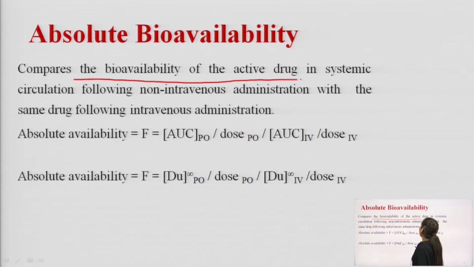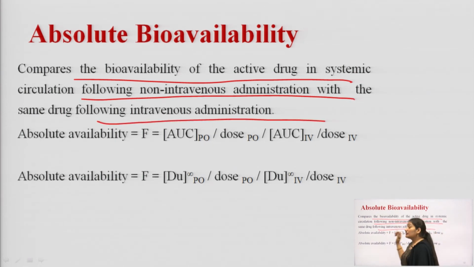This bioavailability compares the bioavailability of the active drug in the systemic circulation following non-intravenous administration with the same drug following intravenous administration. Means in this we are comparing the drug that is given by IV route as well as by the oral route. Okay. In this, the absorption of the active drug is compared, of the same drug, when it is given by 2 different routes of administration. For example, by IV route and oral route.